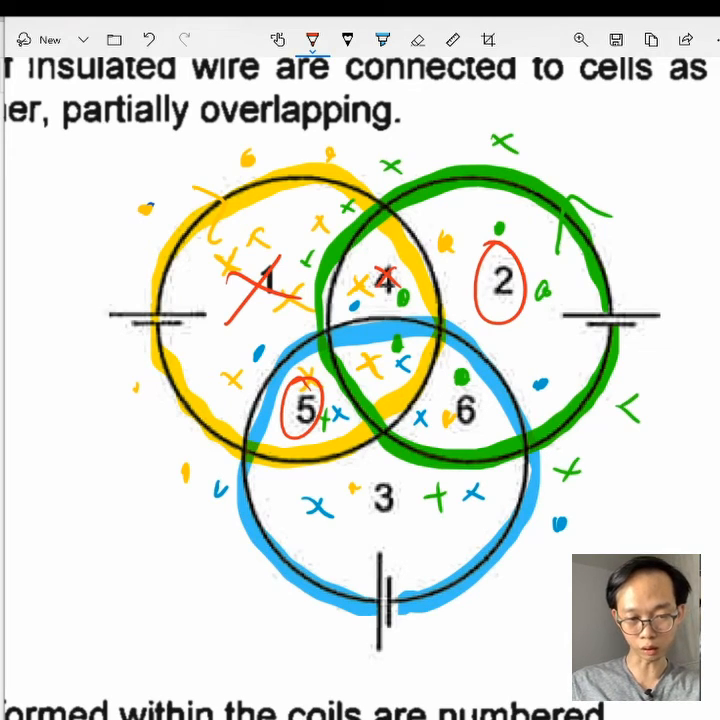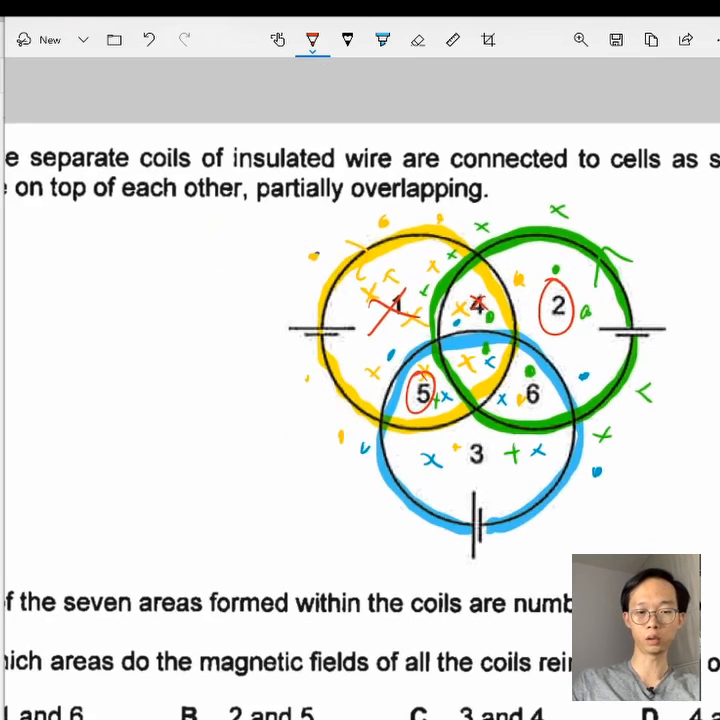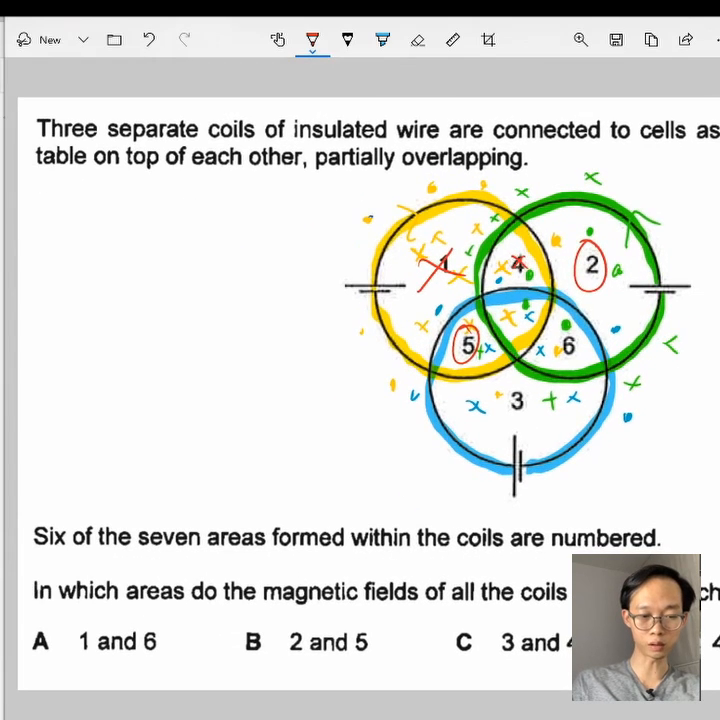This region is not numbered, so we can ignore it. Region number 6: dot, dot, cross. So two of the fields are pointing out of the page, one field pointing into the page. And for the last one, region number 3, we have cross, cross, and dot. So the yellow field is pointing out of the page and the other two are pointing into the page. So just by using colors, we can very easily mark out and identify the two correct answers. So the final answer is B.